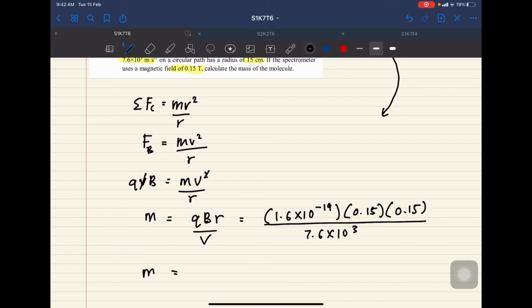If you press the calculator, you should get 4.74 times 10 to the power of negative 25, and the unit will be kilogram.